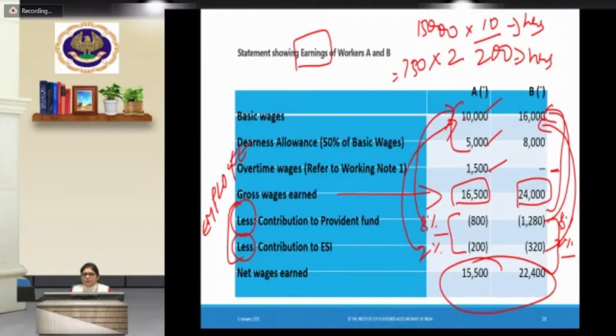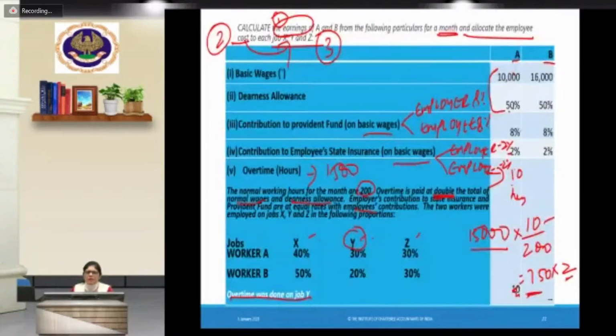So we have calculated the earnings of workers here. So earnings are total wages less deductions. Clear? And whenever we calculate the cost, it is total wages plus employer contribution. Clear? And earnings are total wages less employee contribution. So these two things you have to remember always. Clear? Now the second segment is we have to calculate the cost of the employee.